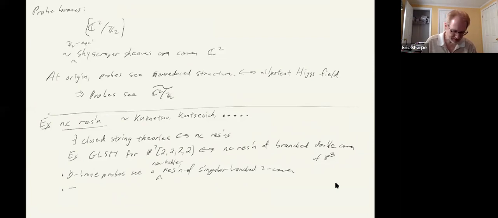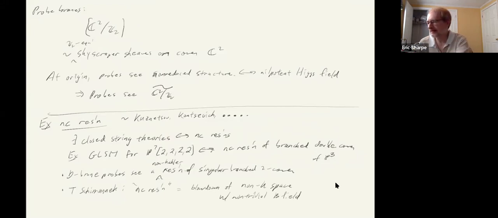Recently, Thorsten Szymanek has been looking closely at this and has an idea, which I think he's got a good justification for, which is that these non-commutative resolutions, or at least this particular non-commutative resolution, is really a blowdown limit of, indeed, that non-Kähler space, but with a non-trivial B field on the cycles that are shrinking. So this, I've been talking to Thorsten a great deal about this recently, and I think he's really onto something, but it's still sort of early days for his picture.